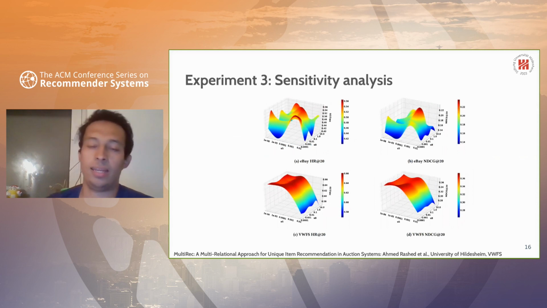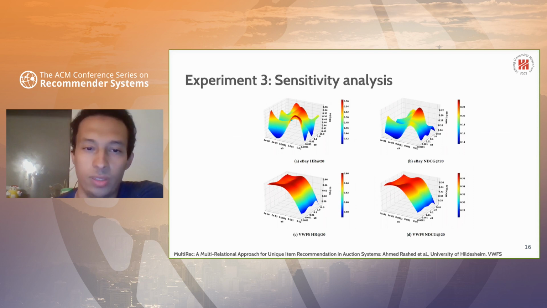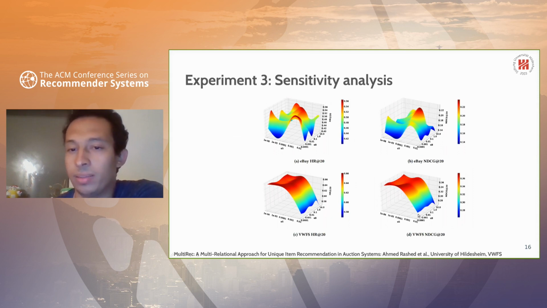Here we see the sensitivity analysis of the alpha weight, which is the weight of the different relations in the loss function. You can see, for example, it's different across the two data sets. The eBay dataset is much smaller, and it's much more difficult to find the best peak or the best point for those two hyperparameters. But in VFS, it was much smoother and much easier to find the best weight for those two hyperparameters, which means the more data you have, the more stable your model will get. Anyway, you will have to tune those hyperparameters for each data set and for each relation that you have.